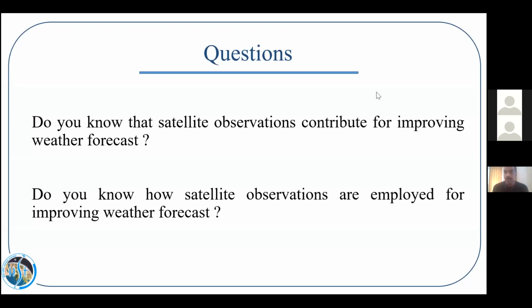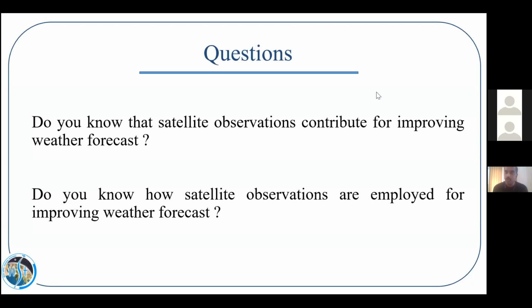But if that was your answer, then that's not right. The objective of this presentation is to guide you through how satellite observations are being used for improving the weather forecast. And that's how we bring data assimilation into the picture.